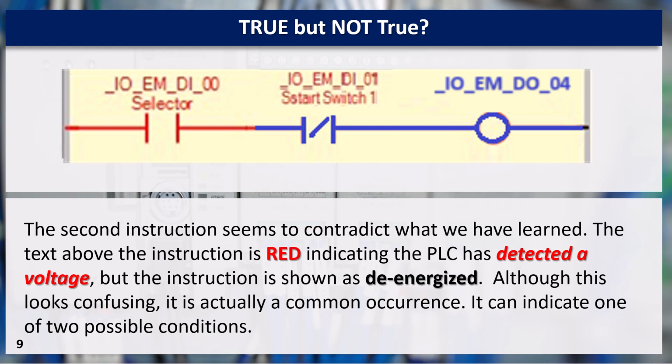This rung appears to break the rules. The second instruction seems to contradict what we have learned. The text above the instruction is red, indicating the PLC has detected a voltage, but the instruction is shown as de-energized. Although it looks confusing, it's actually a common occurrence. It can indicate one of two possible conditions.